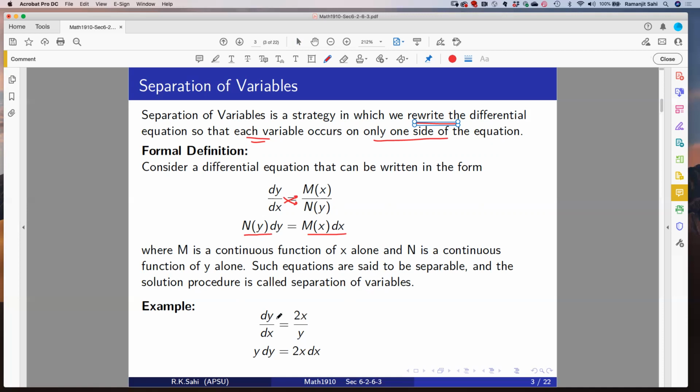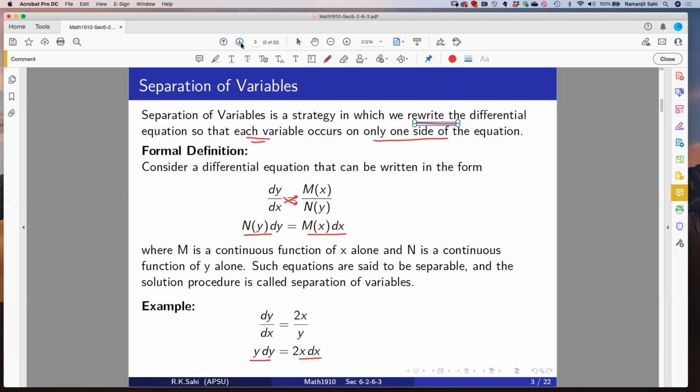Let's look at an example. Say dy/dx equals 2x over y. Then we'll combine the y's together, so y and dy become the left-hand side of this equation, and 2x dx becomes the right-hand side of the equation.